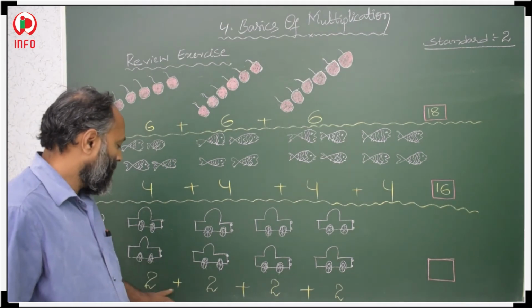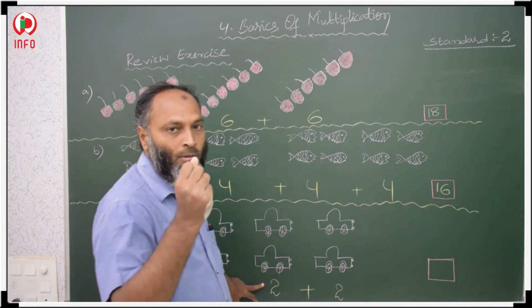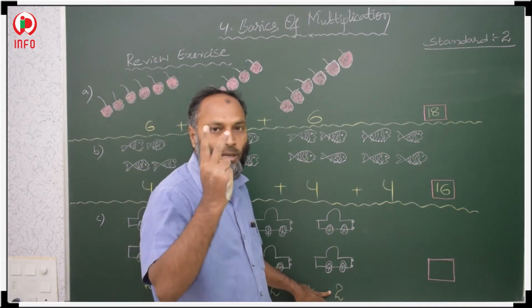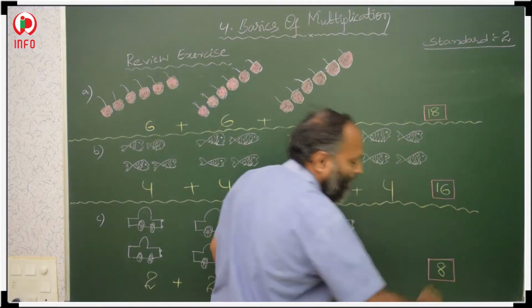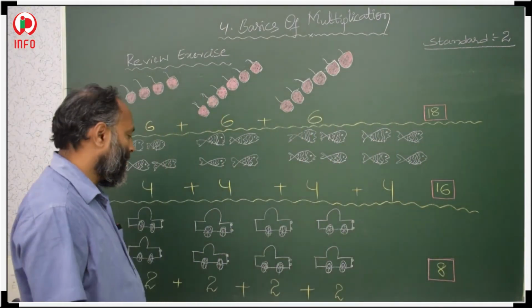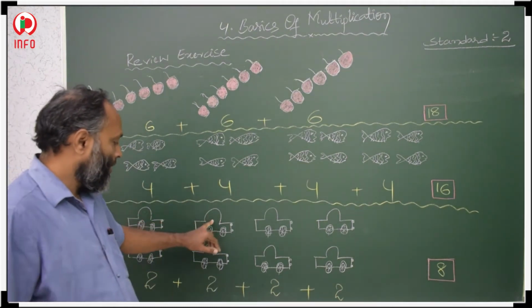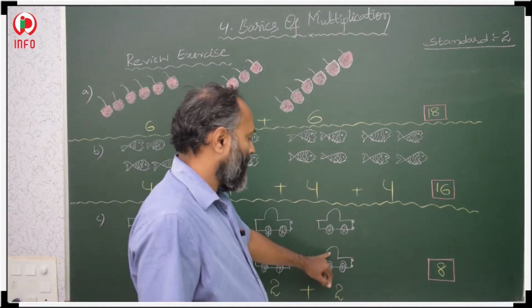2 plus 2, 2, 3, 4. 4 plus 2, 5, 6. 6 plus 2, 7, 8. Total how many cars? 8 cars. Total 8 cars. Now you count again. 1, 2, 3, 4, 5, 6, 7, 8.